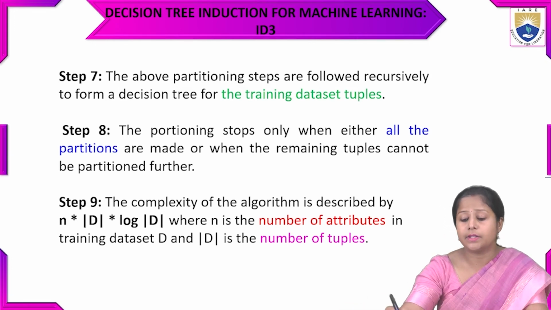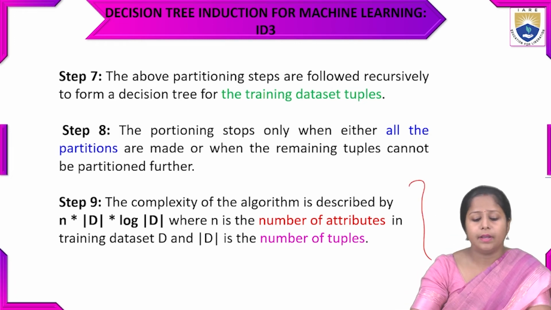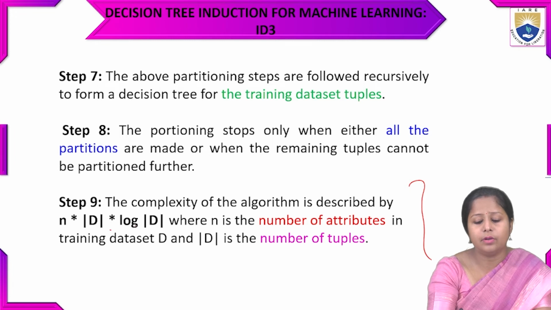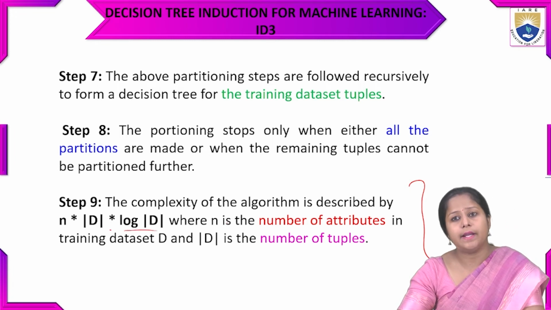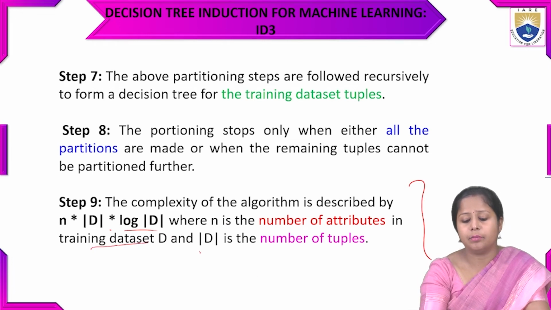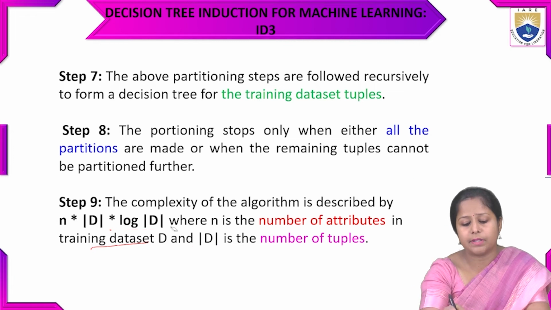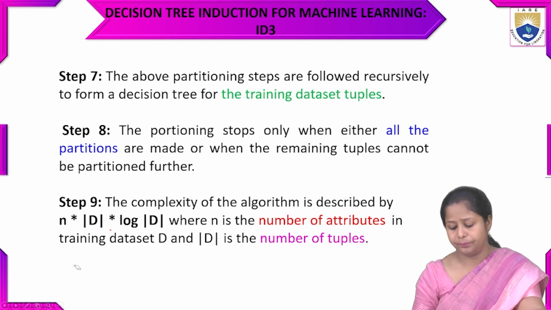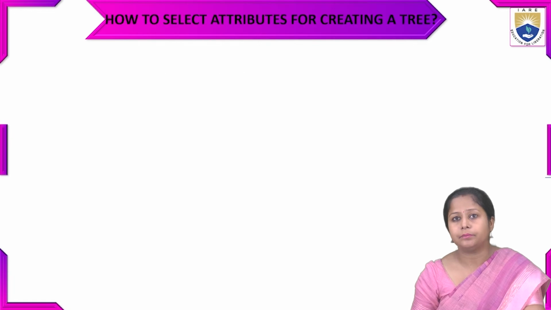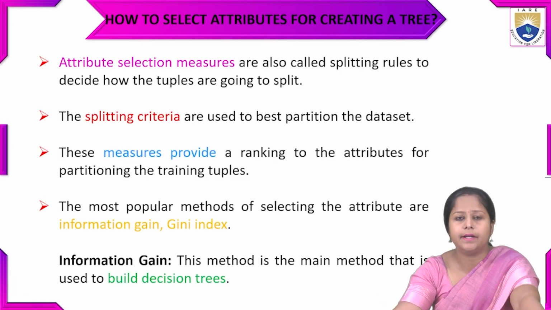In step 9, the complexity of the algorithm is described by n times |D| times log |D|, where n is the number of attributes in the training dataset D, and |D| is the number of tuples. By this formula, we measure the complexity of the algorithm. So how do we select the attributes for creating a tree?